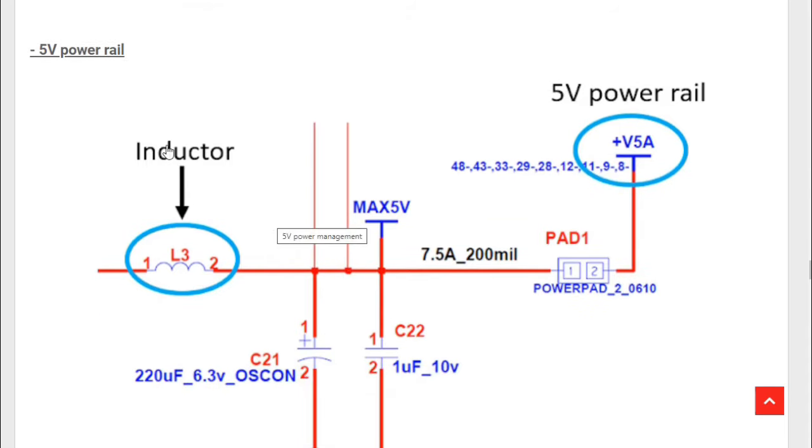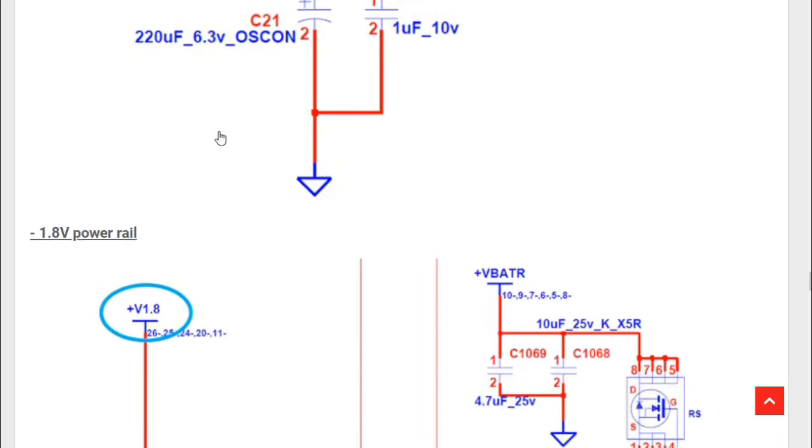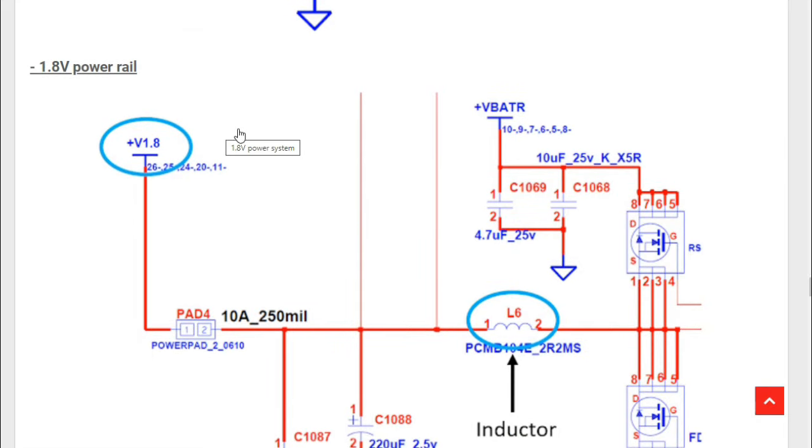So let's check another power rail. We have here a 5 volt power rail, as you can see, connected to the inductor. Okay, so the inductor, you will find here 5 volt and here 5 volt. You can never find an inductor connected to the ground.